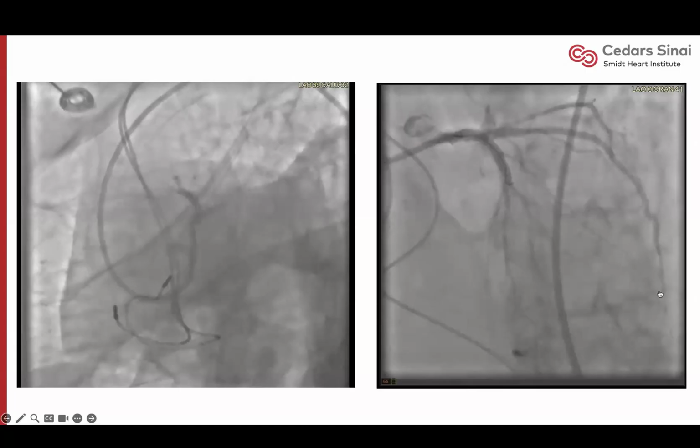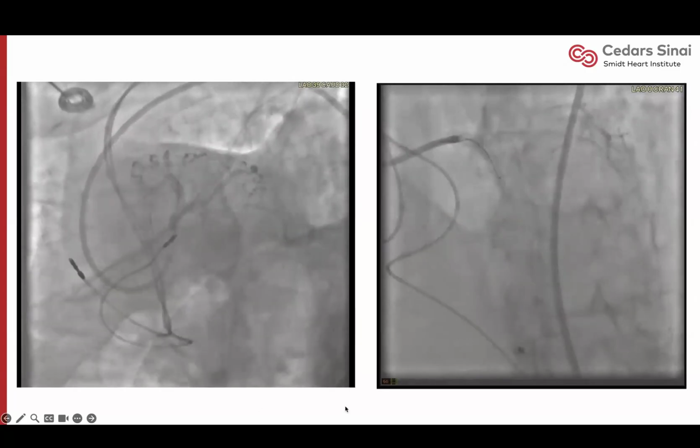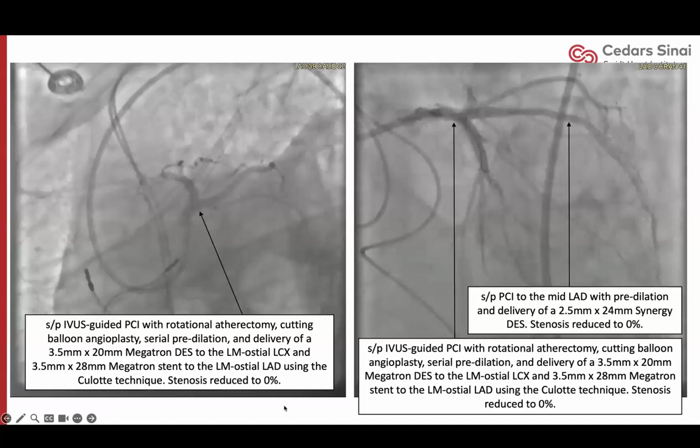And this is what we get as our final result. So let me annotate this for you. So here we've done an IVUS guided PCI with rotational atherectomy, cutting balloon angioplasty, serial predilation, and delivery of a 3.5 by 20 Megatron stent to the left main ostial circumflex, and a 3.5 by 28 Megatron stent to the left main ostial LAD using the Culotte technique. And our stenosis are reduced to 0%.